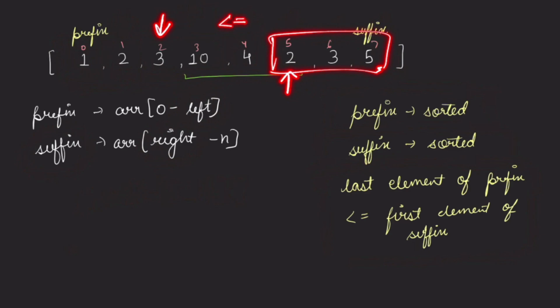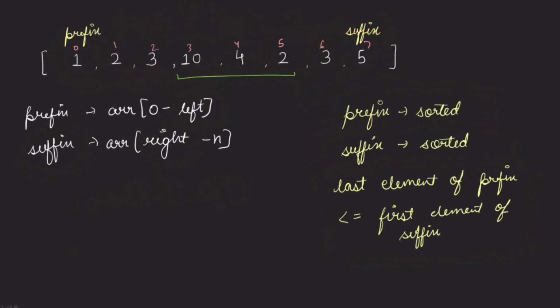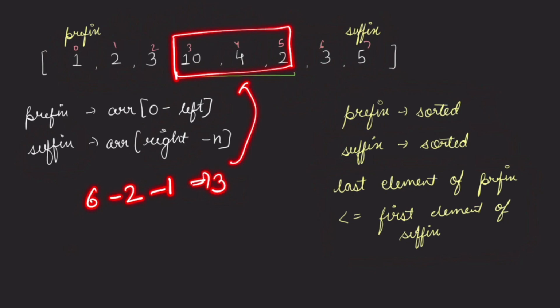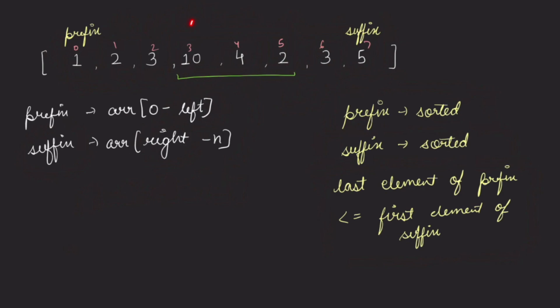So you will see this 2 is not satisfying the condition. So you will move your right to this 3. Then in this 3, it will satisfy the condition. 3 is less than or equals to 3. Then that means this is one of the possible subarrays that we can remove. So here we will do 6 minus 2 minus 1, which will be 3, right? Then you will consider this.